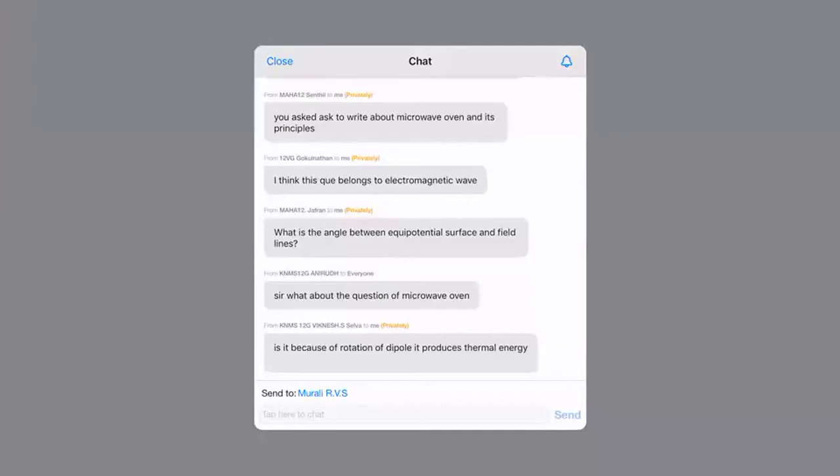Sir, what about the question on explain? Is it because of rotation of dipole it produces? Yes, because of the movement of the dipole, oscillation of the dipole.